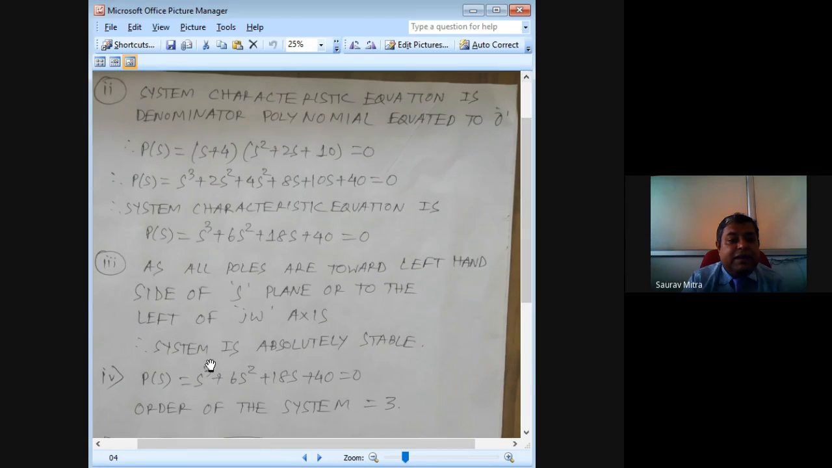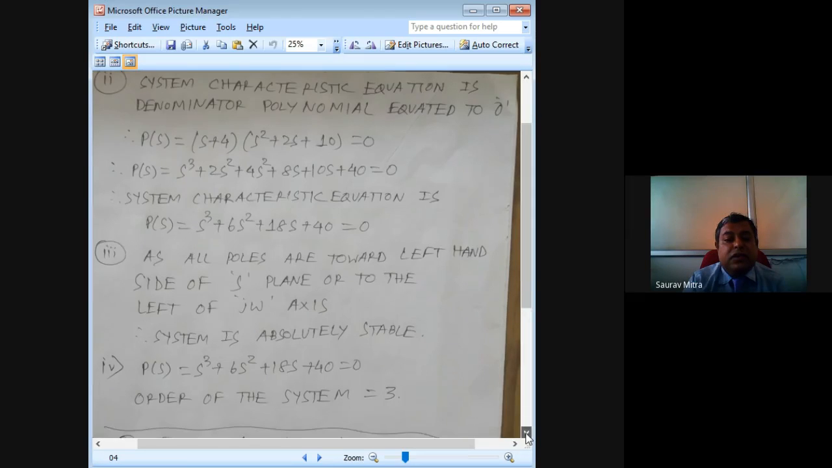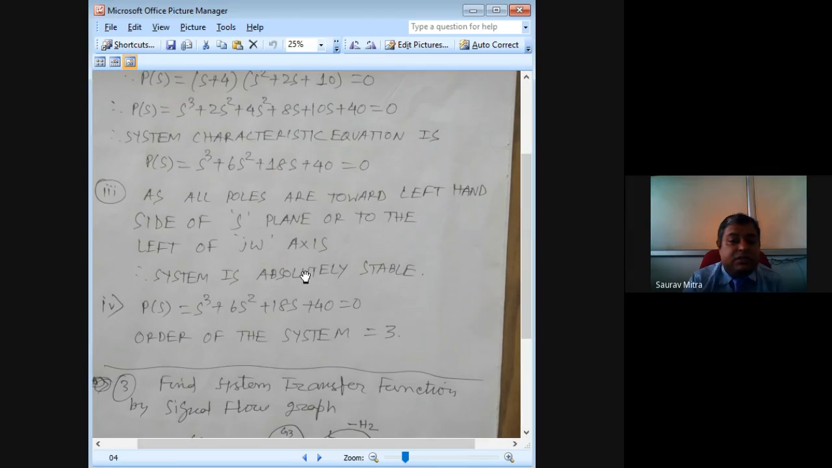It is said that all the poles are towards the left hand side of the S plane, or to the left hand side of the j omega axis. Hence, the overall system is an absolutely stable system. In the 4th chapter, we will find what is meant by absolute stability, relative stability, and asymptotic stability. So what is meant by absolute stable? Absolute stable means you can increase the gain of the system to any degree, and the system will still be stable. It doesn't matter what the value of K or the DC gain of the system is. Any gain you keep, the system will be stable.